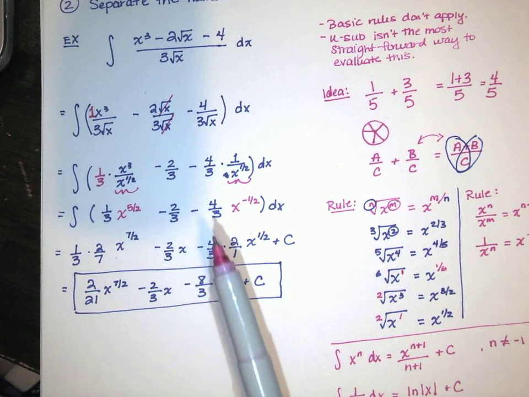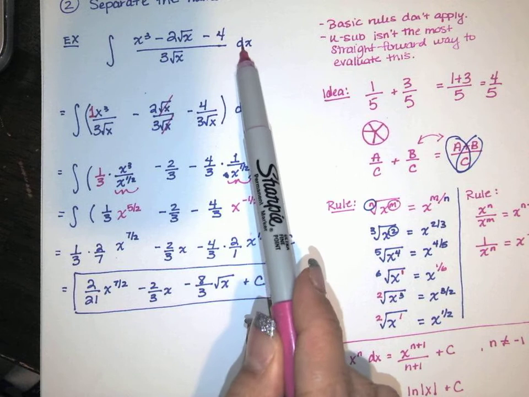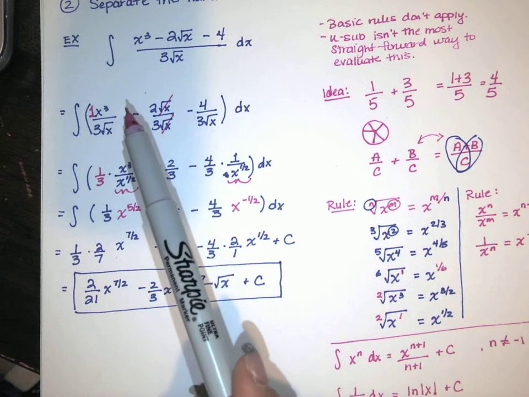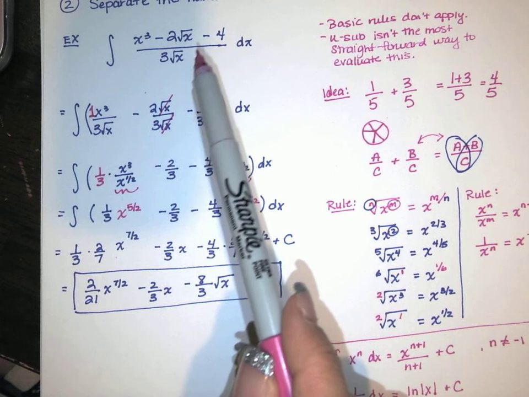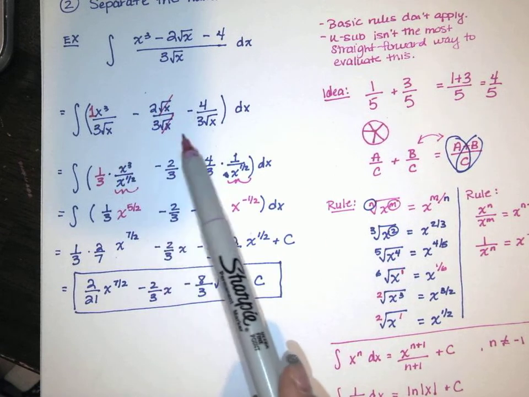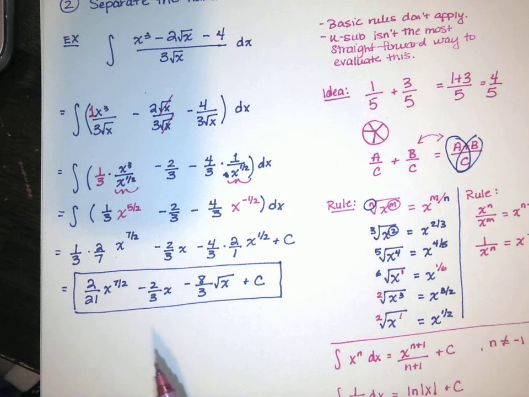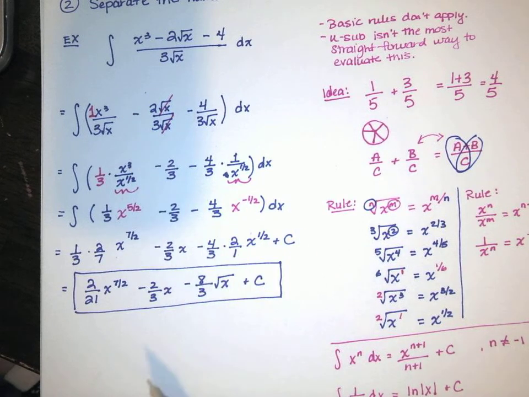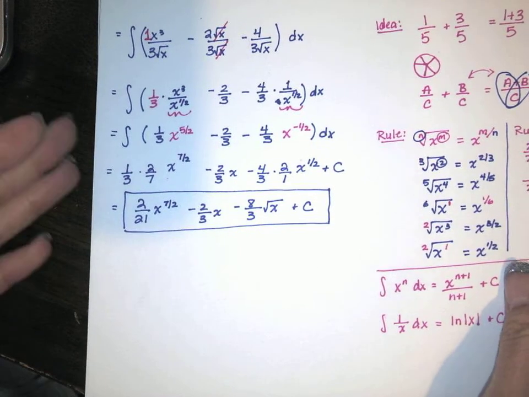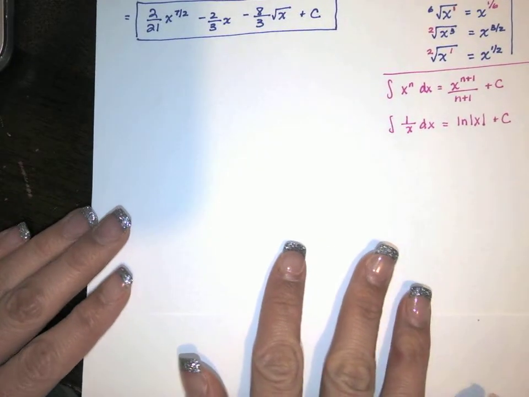But how did we start this? We saw this was a quotient with 1, 2, 3 terms, and I had a monomial in the denominator. I don't have a rule for this, but if I take each of these terms separately and divide them by the 3 times the square root of x, I do have a rule for that and for that and for that. And so by separating the numerator and doing a little bit of algebra, we were able to apply this rule. Now here's another time when I might separate the numerator. This one is a little bit less obvious.